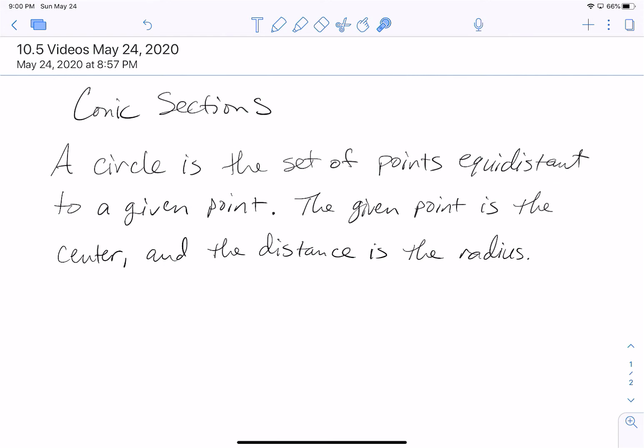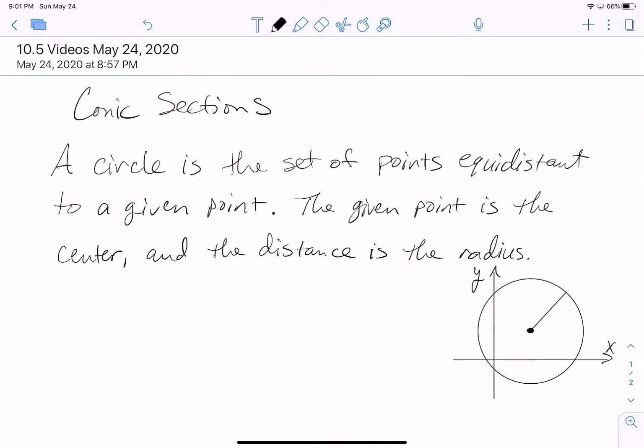We're going to take a look at conic sections, and while you've already explored circles in depth, I want to give you the definition so that I can draw a parallel to the definition for an ellipse. A circle is a set of points equidistant to a given point. The given point is the center and the distance is the radius.